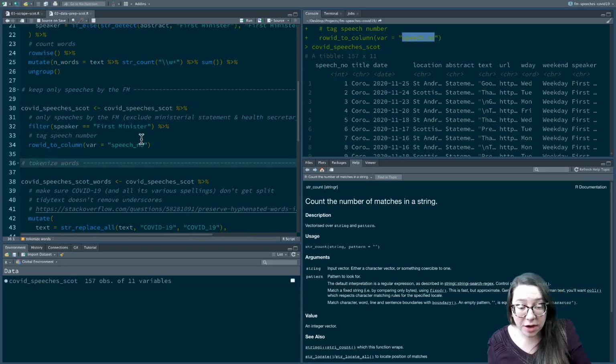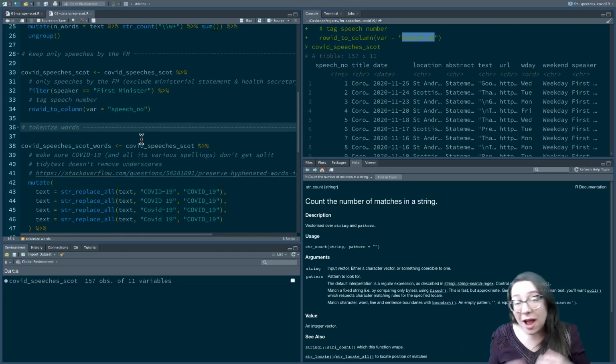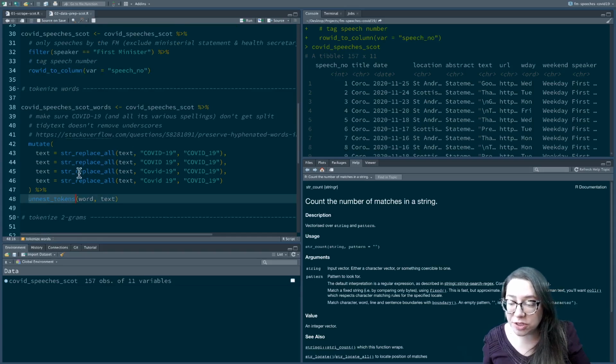Okay, so that's part of our data prep stage, but that was really not text analysis as we talked about at the beginning of the video just yet. The next thing we're going to do is actually split our data into words, so unnest our tokens. And that's the functionality that we're using from the tidytext package. But before we get to that, I want to make one correction to our data.